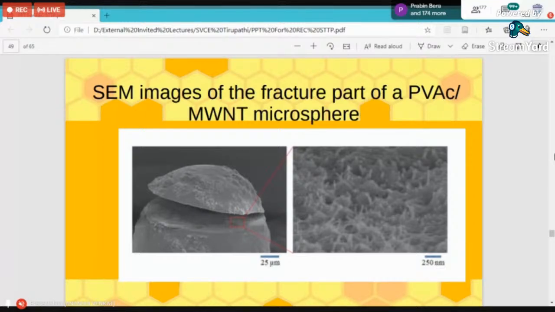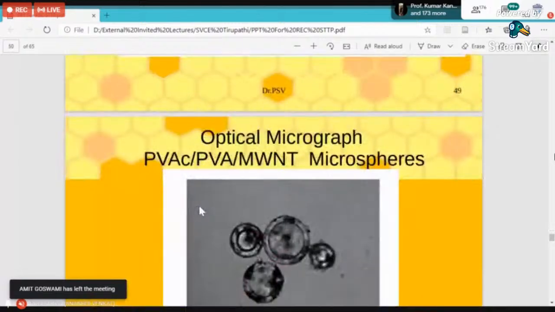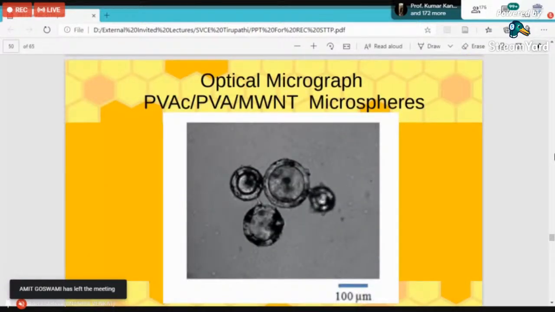Is there any bridging? Or is there any matrix breaking? Is it a brittle break or a ductile break, or different types of failure surfaces? You can view that. Now, this is an optical micrograph of a microsphere. How is it different? Optical imaging gives us more clarity.